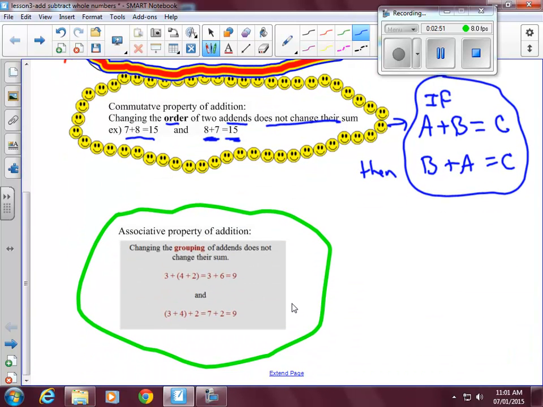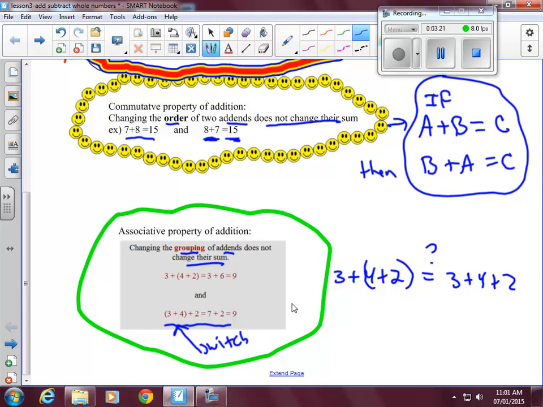Let's try again. The associative property of addition: changing the grouping of addends does not change their sum. I'll zoom in on that, it might be small on your video. It says 3 plus 4 plus 2 with the 3 and 4 in parentheses. Does that equal the same thing as 3 plus 4 plus 2 down here? And notice the switch in parentheses. Here it's around the 4 and the 2. Here it's around the 3 and the 4. So let's try it, okay?